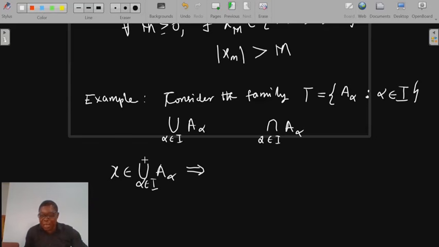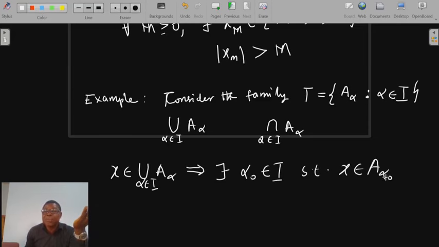What this means is that there is a certain alpha, maybe we'll call it alpha naught, in the index set I, so that x belongs to A alpha naught. So this means that there exists alpha naught in I so that x belongs to A alpha naught. This is a true statement. Now, I want us to look at the negation of this statement.